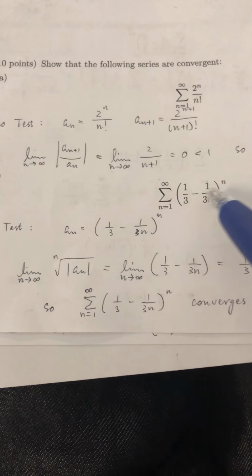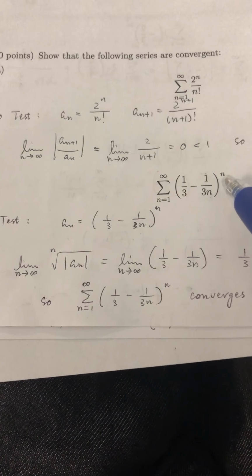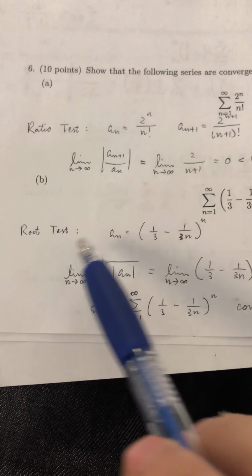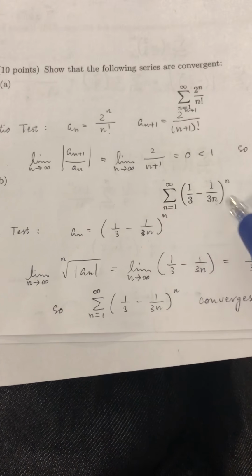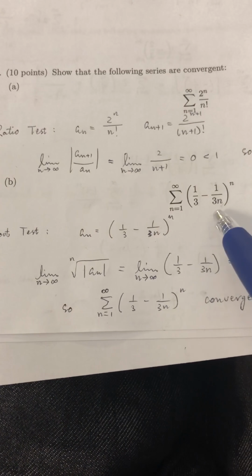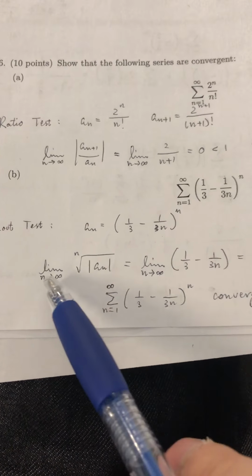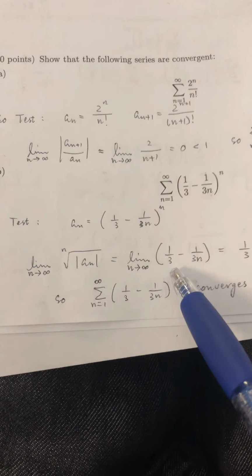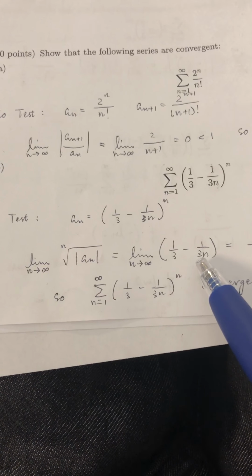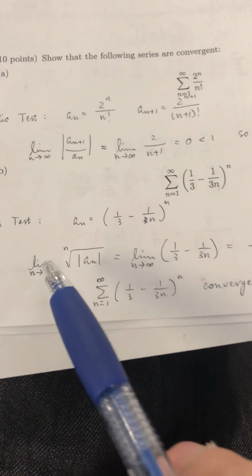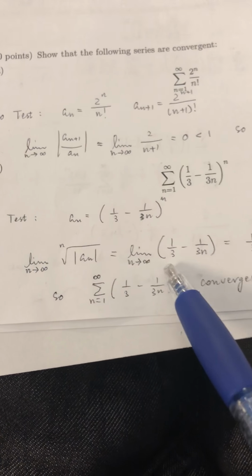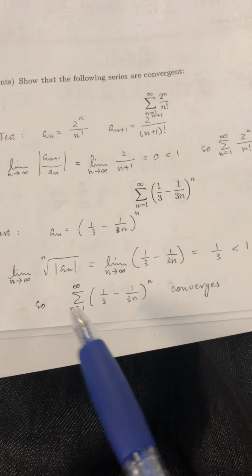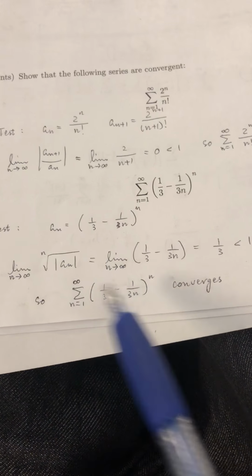For the second one, the general term is a power of something, so you need to use the root test. Write down an. Again, an is the general term. So you take the nth root of the absolute value of an, and that gives you 1/3 minus 1 over 3n. Now you take the limit of the nth root, and that gives you 1/3, which is less than 1. So when it's less than 1, we can say that this series is convergent.